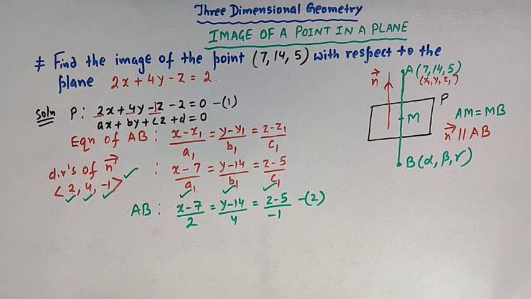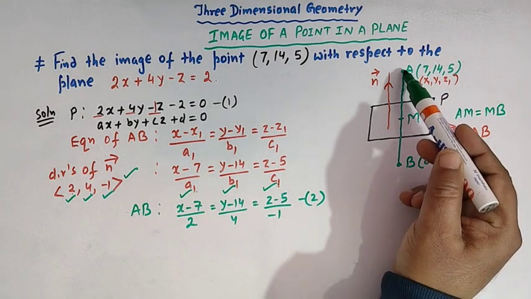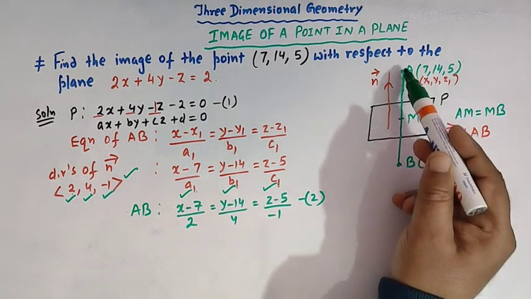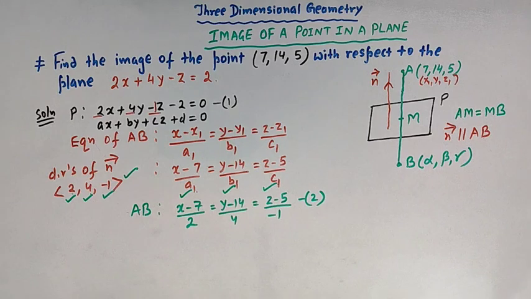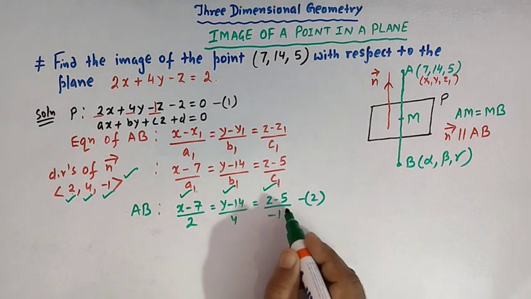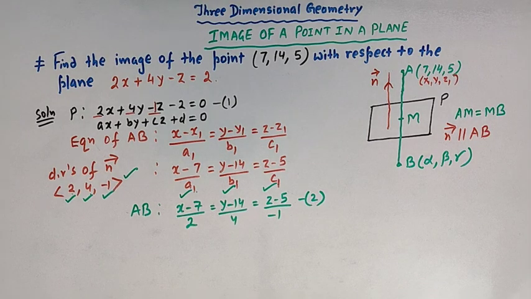Always remember, whenever we have to find the image of a point with respect to some given plane, we have to first obtain the equation of the line AB. Now let us apply the concept of a general point lying on a line.